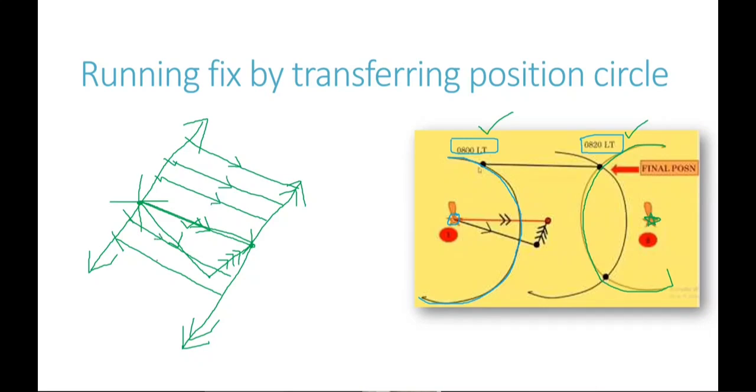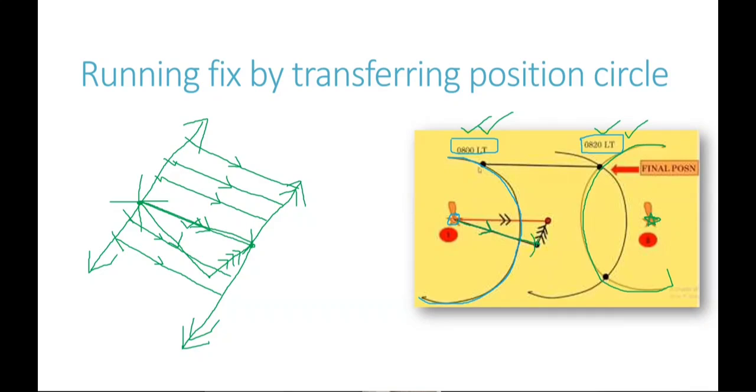Now, when we are transferring a position circle, you cannot pick any point on the circle and transfer it. How do we transfer a position circle? It is through its center. So we apply our course steered onto the center of the circle which we want to transfer. What should be the length of our course steered vector? It is equal to the time interval for which you want to transfer it, like in this case, 0800 to 0820. So we will be applying our engine speed for 20 minutes. So you will get your course steered vector.